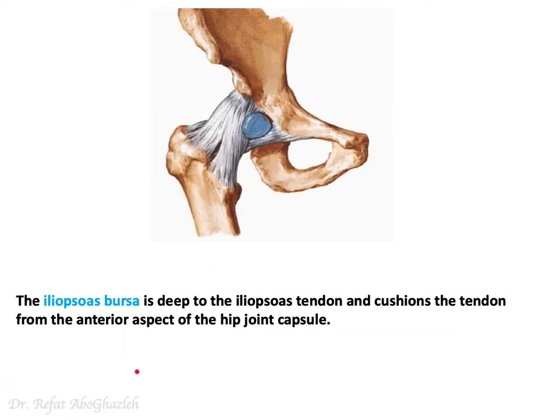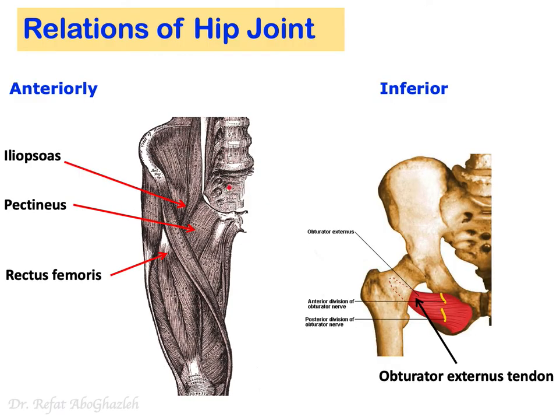Okay, now, this is another view of the iliopsoas bursa, which is, as we mentioned, deep to the iliopsoas tendon, and cushions the tendon from the anterior aspect of the hip joint capsule. Okay, that was the synovial membrane.